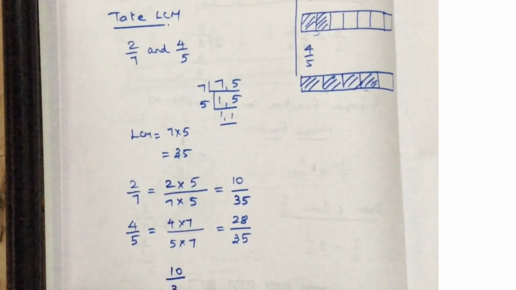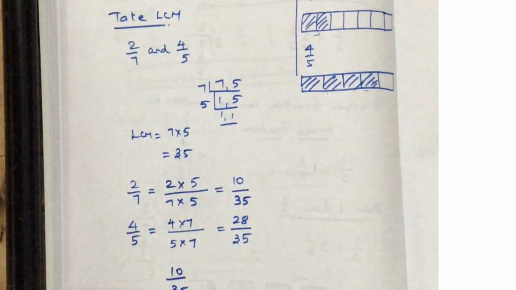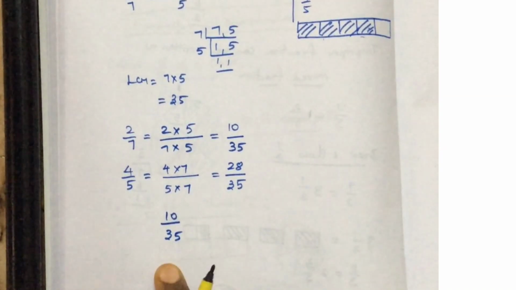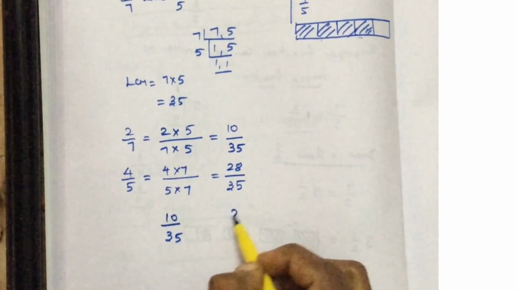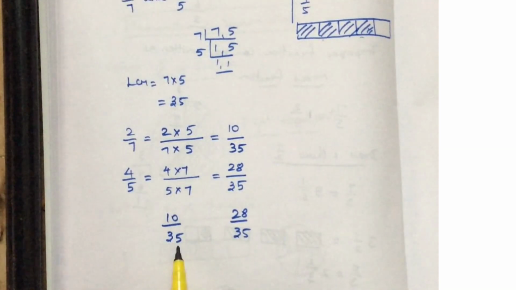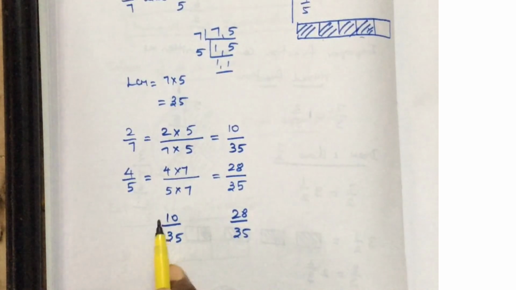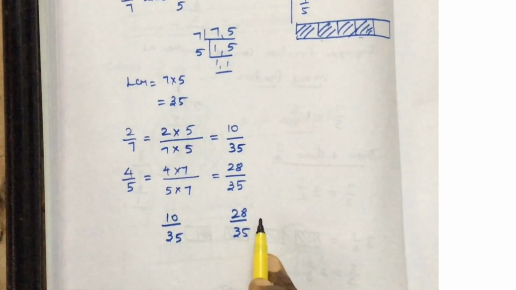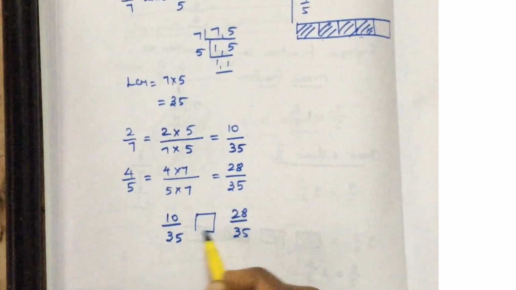One is 10 by 35. What is that? Ramesh solved 10 by 35 of an exercise and Seema solved 28 by 35 of an exercise. You can take out of 35 questions, Ramesh solved 10 questions. In Seema's case, out of 35 questions, Seema solved 28 questions. Now it is easy to tell.